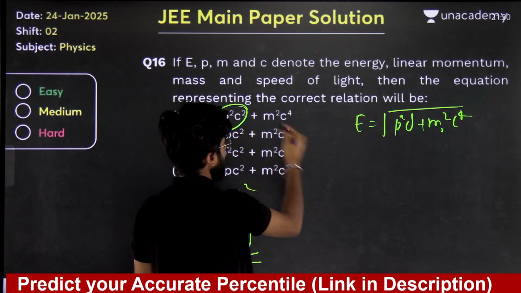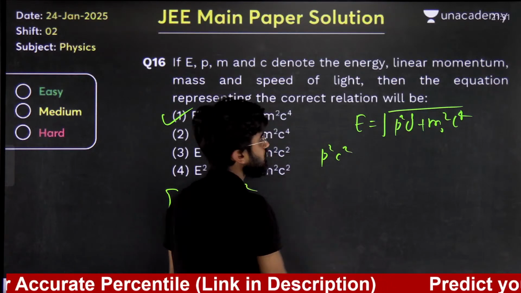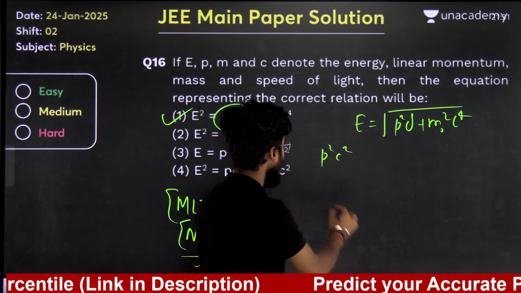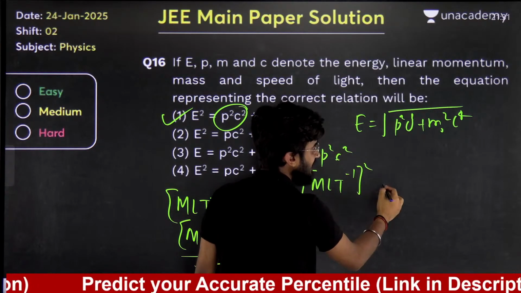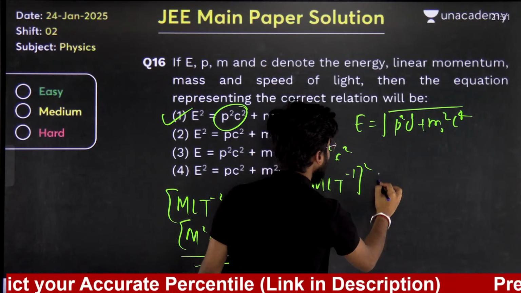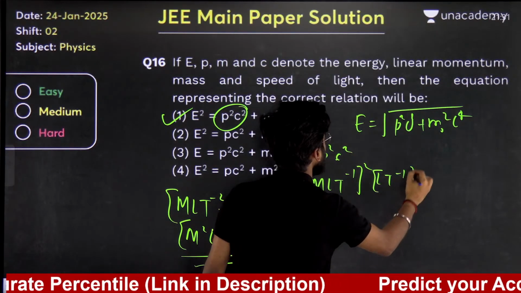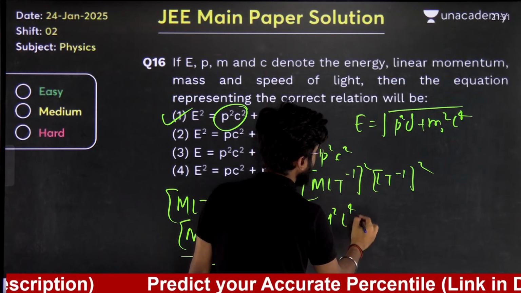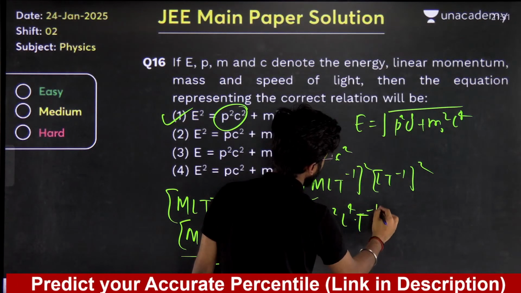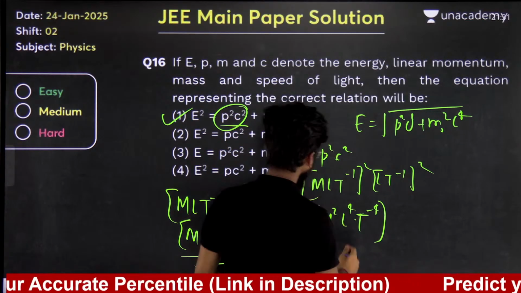So first of all, first term P square C square. P is what? Momentum, mass into velocity. So M L T minus 1 and square. Here C is what? Velocity. So L T minus 1, square. So we will be left with M^2 L^4 T^-4. So this is correct. Okay, same.